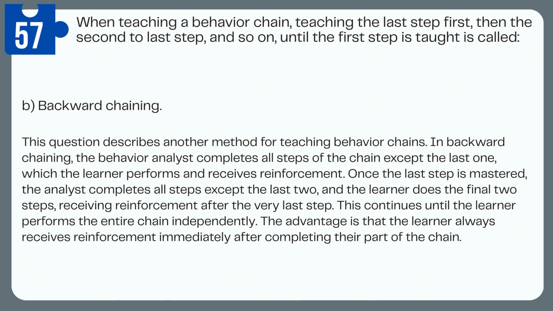This question describes another method for teaching behavior chains. In backward chaining, the behavior analyst completes all steps of the chain except the last one, which the learner performs and receives reinforcement. Once the last step is mastered, the analyst completes all steps except the last two, and the learner does the final two steps, receiving reinforcement after the very last step. This continues until the learner performs the entire chain independently. The advantage is that the learner always receives reinforcement immediately after completing their part of the chain.